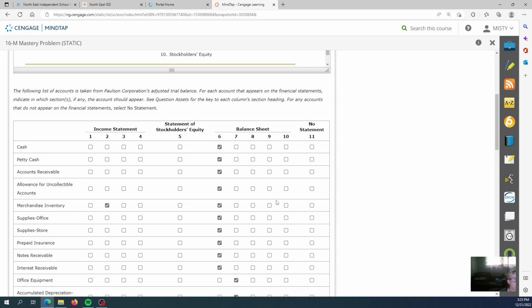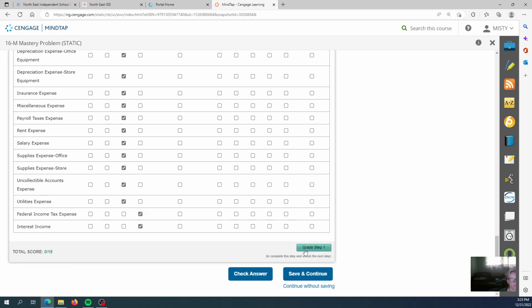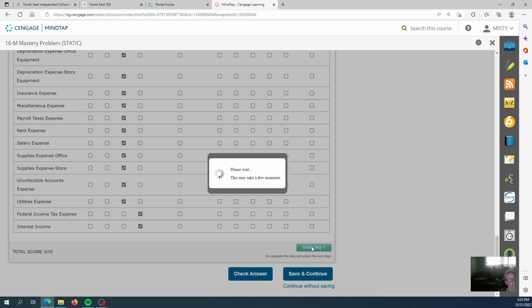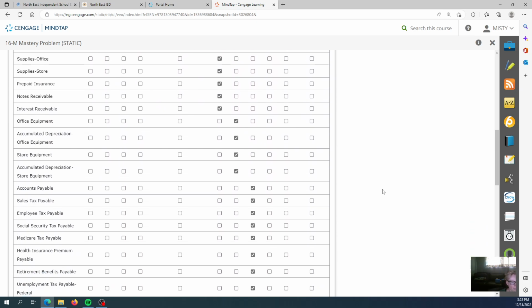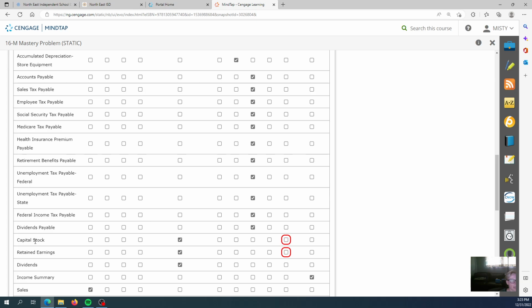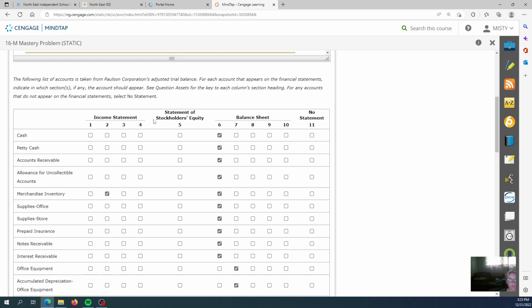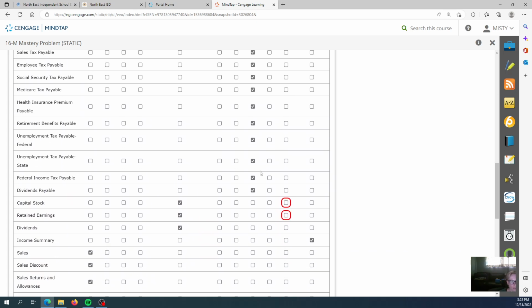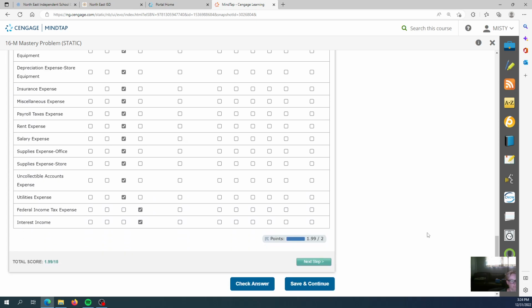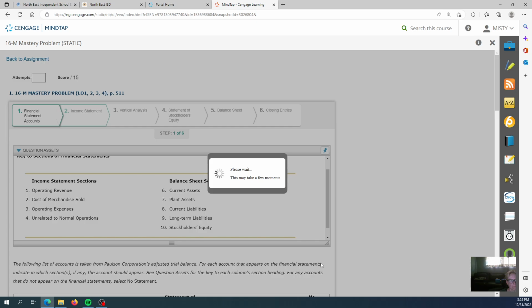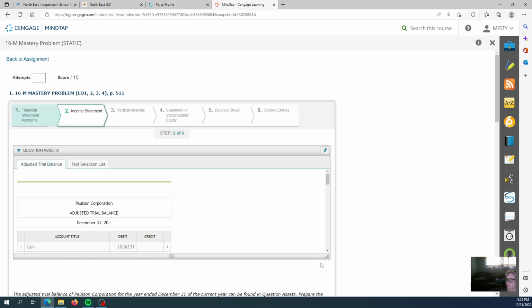And hopefully I didn't miss anything this time. Let's see how we did. Oh, I missed two. Capital stock and retained earnings. Right here. Stockholders' equity. It's on the statement of stockholders' equity, and it's also on the balance sheet. Well, duh. Right here. Capital stock and retained earnings. All right. Next step. Moving on.